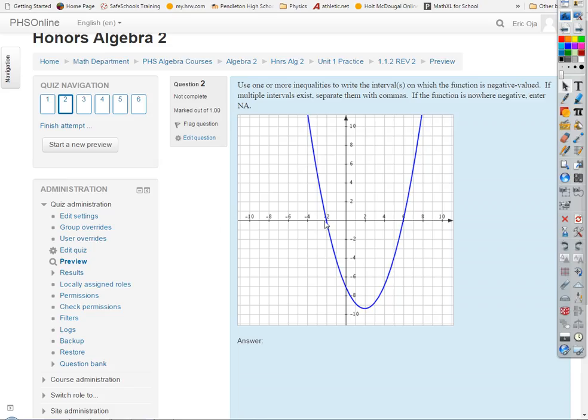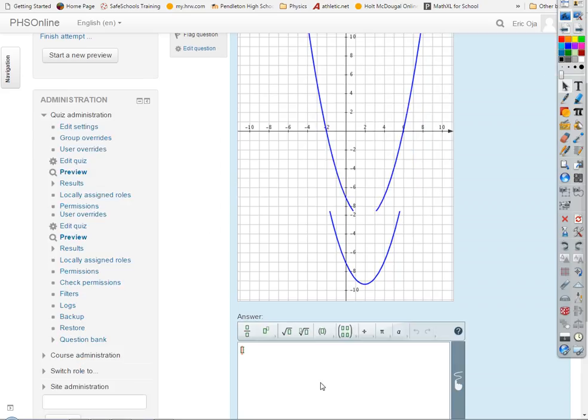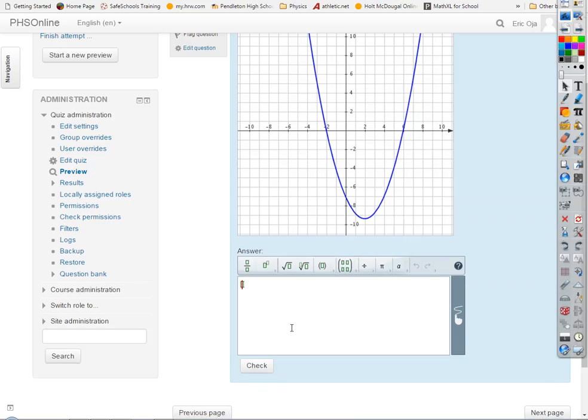Okay, this function is negative valued. It appears between x values of -2 and +6. That's where the function loops below the x-axis. It's bounded on two ends, so we need two inequalities or a compound inequality. We'd say x is greater than -2 and less than 6.